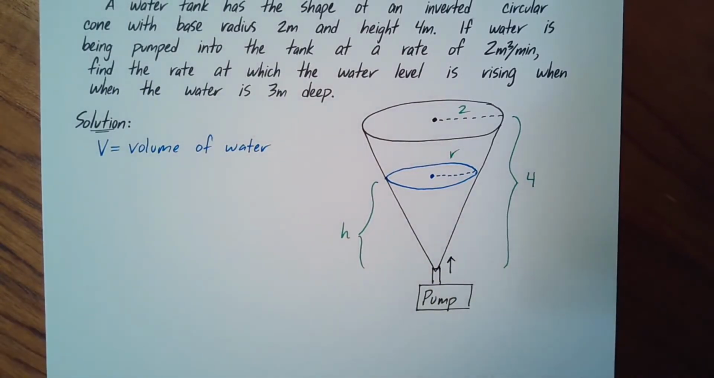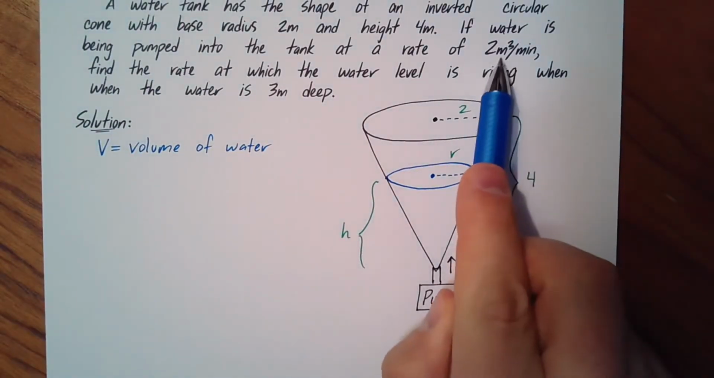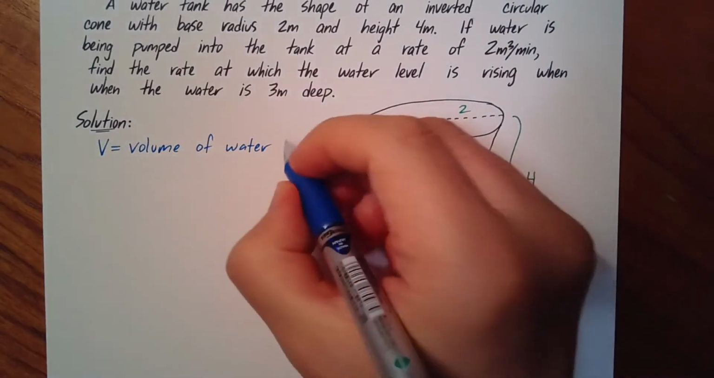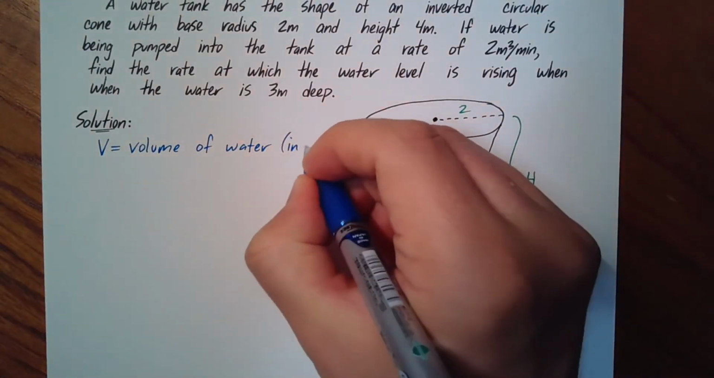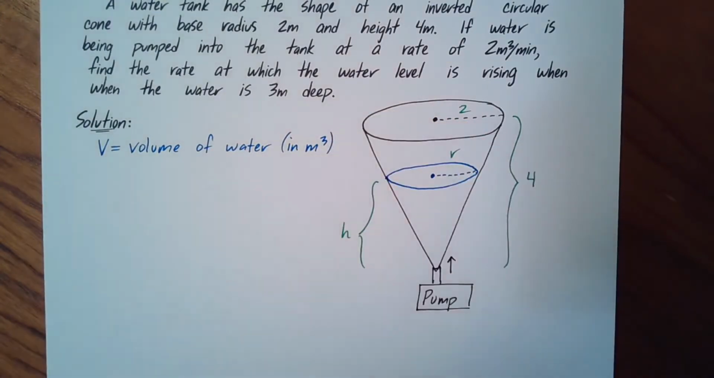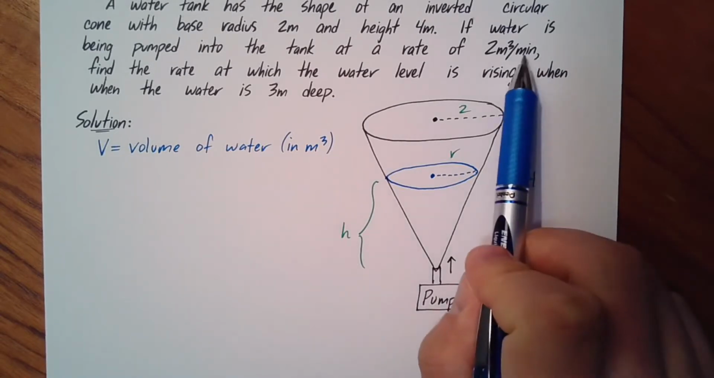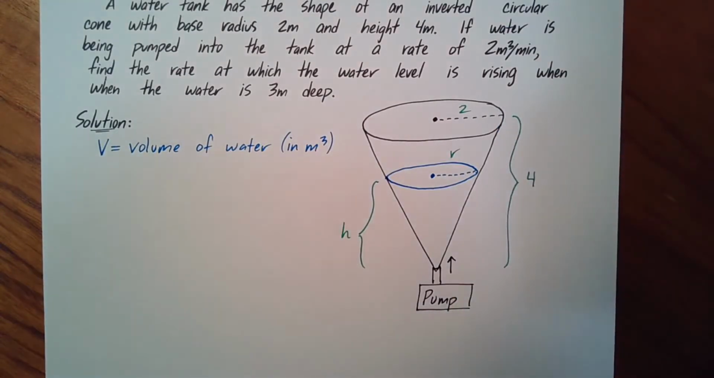And what units will we use? Probably meters cubed, since this rate of change is given in meters cubed per minute. Let's go with meters cubed. And then we can just understand that time is measured in minutes for this problem. So later on, if we have to take that into account, we'll just remember that the unit in which time is being measured is minutes.